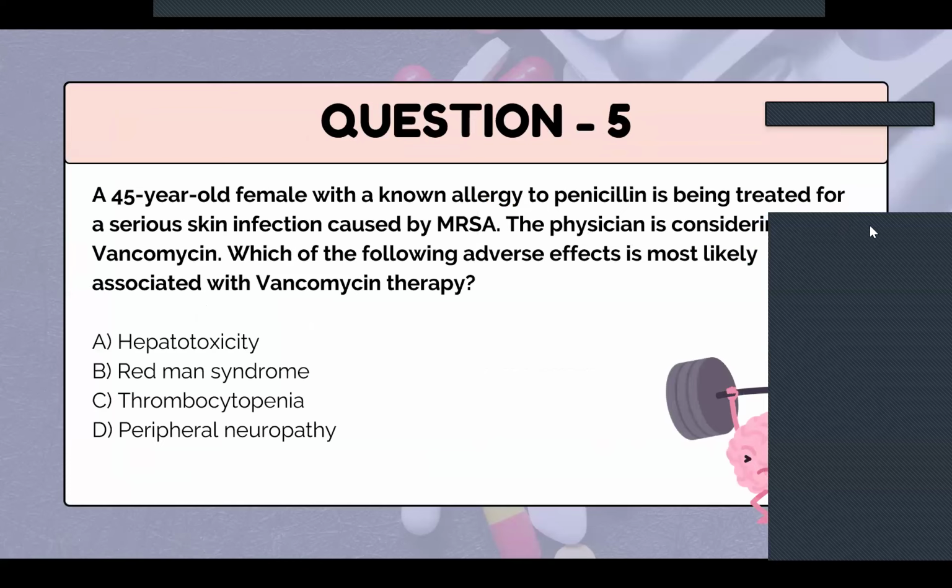A 45-year-old female with a known allergy to penicillin is being treated for a serious skin infection caused by MRSA. The physician is considering using vancomycin. Which of the following adverse effects is most likely associated with vancomycin therapy? A, hepatotoxicity, B, red man syndrome, C, thrombocytopenia, D, peripheral neuropathy. Is it a B? Yes, right, it's B.